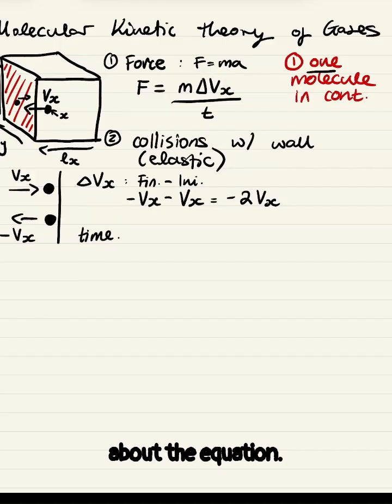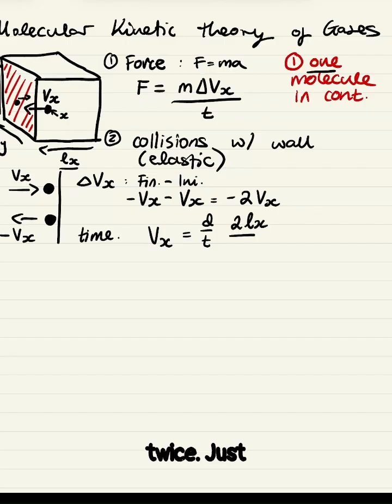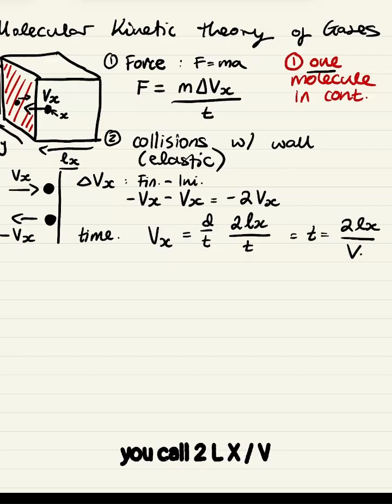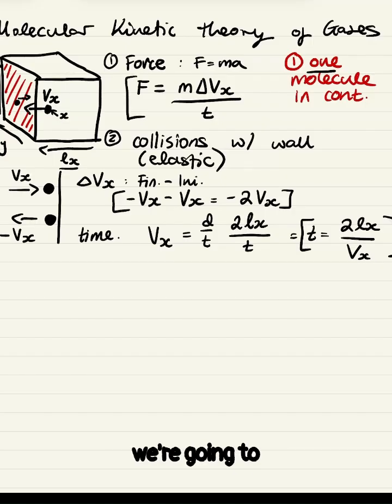Then we also need to consider the time that it takes. So we think about the equation of velocity, which I know is technically displacement over time, but we're going to do distance divided by time. The distance is Lx twice, just divided by normal time. So time would equal 2Lx divided by Vx. Okay, so now we're going to combine some of these things together.